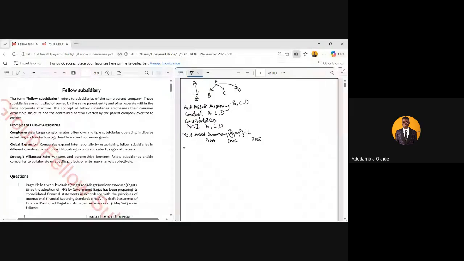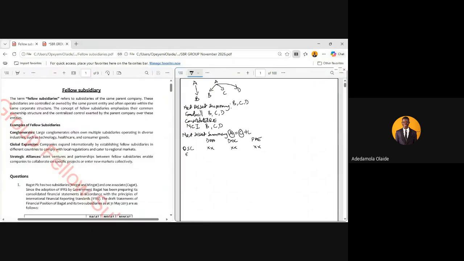Now, what do we do? We bring the ordinary share capital because those are the equity items. Whatever the ordinary share capital value is at the date of acquisition, we bring it here. Whatever it is at the date of consolidation, we bring it here. Then the difference between the date of acquisition and date of consolidation, we bring to our post acquisition retained earnings. But we don't usually have a difference in our ordinary share capital.